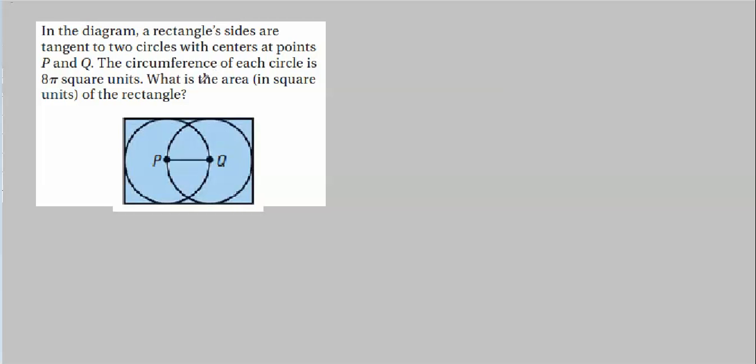Well, PQ here is 1 radius. And we're given that the circumference is 8 pi. So let's call this R for now. And we should get that 2 pi R equals 8 pi. Well, let's see here. The pi's cancel, and we get that R equals 4.